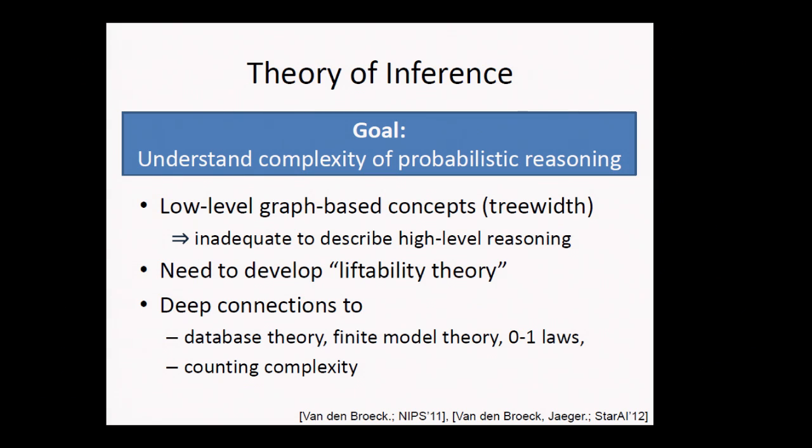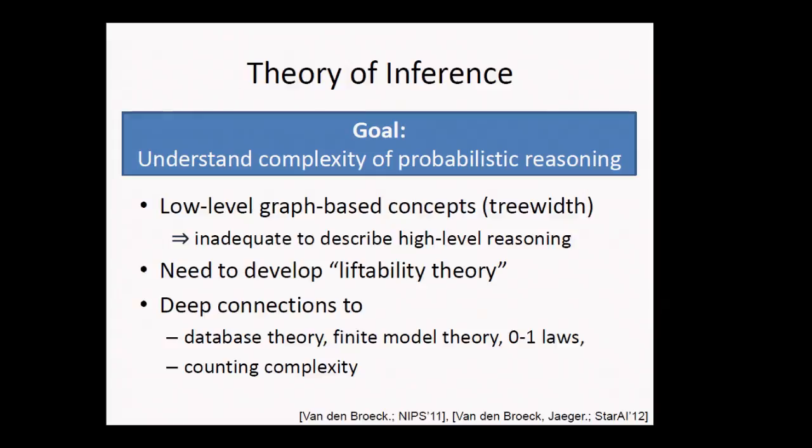And what we had for the last 20, 30 years are these ideas that are all related to graphs and tree width, and they're very good at describing what is going on in the graphical model world traditionally and what all of these textbook algorithms are doing. But I hope I convinced you that they're totally inadequate to describe the type of high-level reasoning that we would like to do, right? So what we need to develop is some new theory of liftability, of when can we do this high-level probabilistic reasoning.